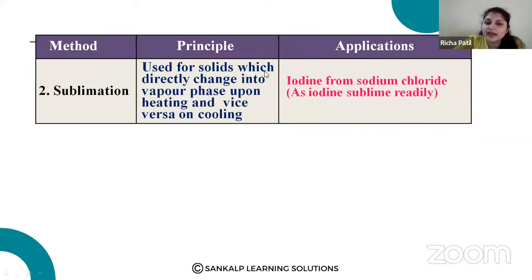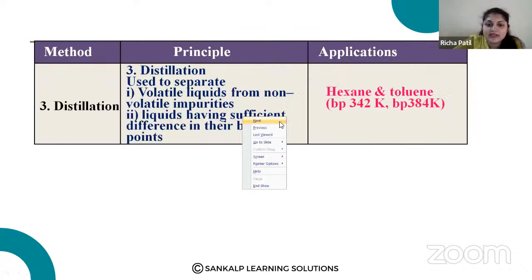Then sublimation. Sublimation is when solids are directly converted into vapor phase. They do not go into liquid phase. Directly from solid, they change into vapor, and vice versa on cooling. This is used for solids which directly change into vapor phase on heating. The application is iodine from sodium chloride, as iodine sublimes readily. So it can go directly from solid state to vapor state.